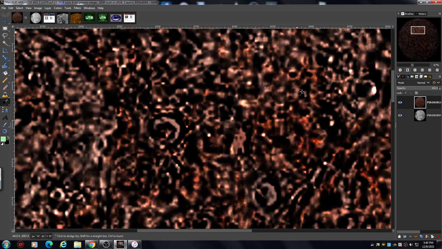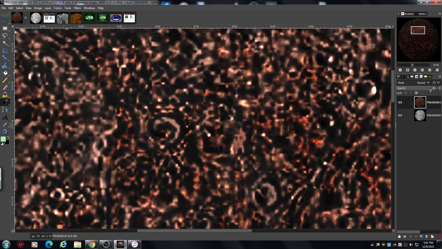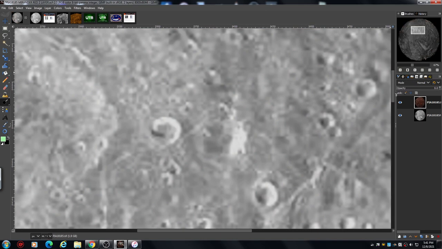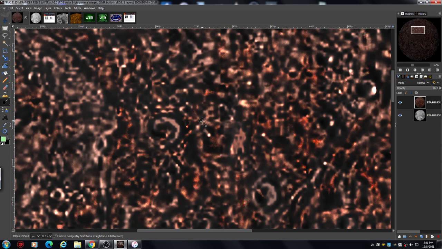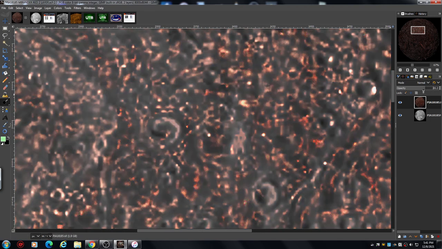Yet again, very, very busy. So much going on. It's confusing to decipher it visually, if that makes any sense. Can see this square area here, a strange looking plate on there. Okay.